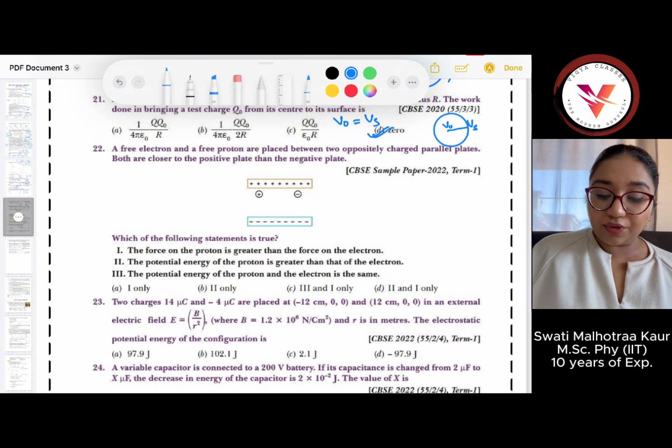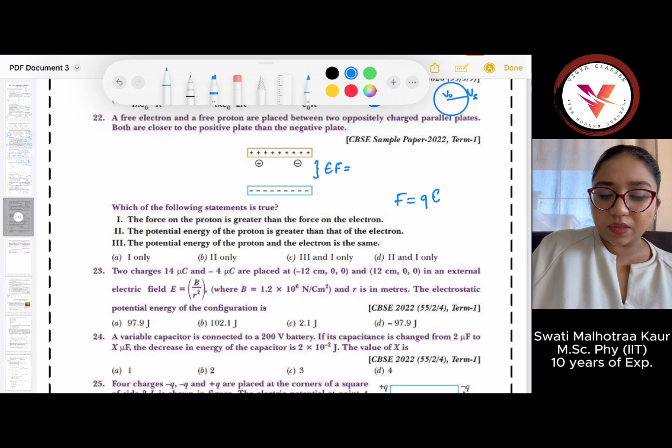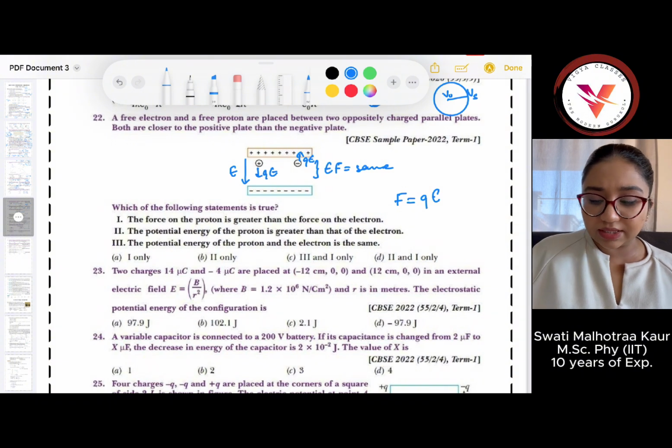A free electron and a free proton are placed between two oppositely charged parallel plates. Both are closer to the positive plate than the negative plate. The force on the proton is greater than the force on the electron. See, F is basically QE, and the electric field is the same between the plates. So both will have the same force. Electric field is basically from positive to negative. So this will get a force here and this will get a force here, but magnitude-wise it remains the same. Only the direction is different.